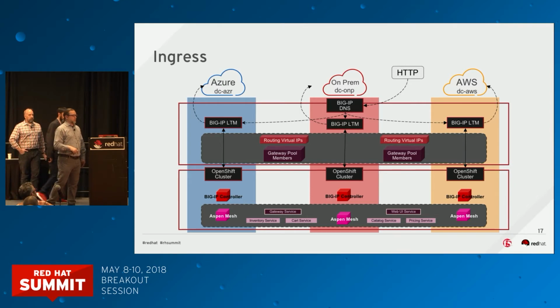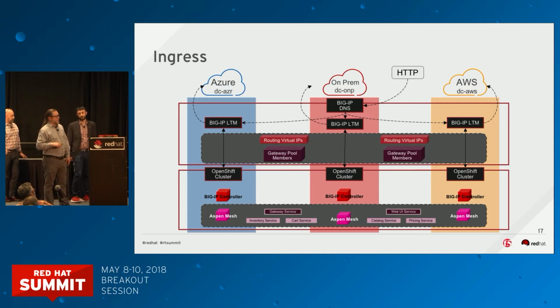And then, of course, with Aspen Mesh involved, you can get proactive notifications on the health of your mesh and the health of your services. So if things go out of whack, you can see that your health status will go yellow, and you can go take a look at what's going on.